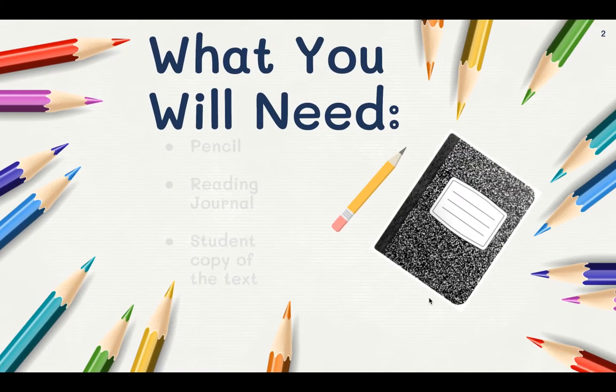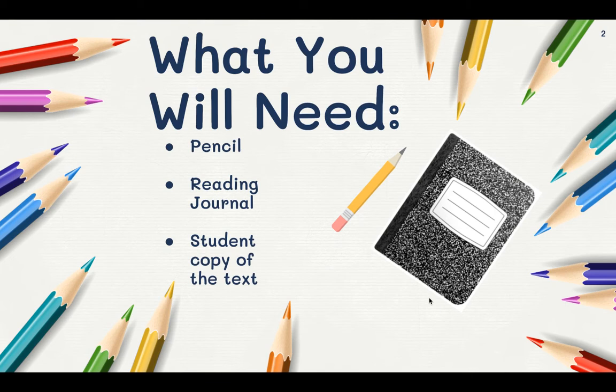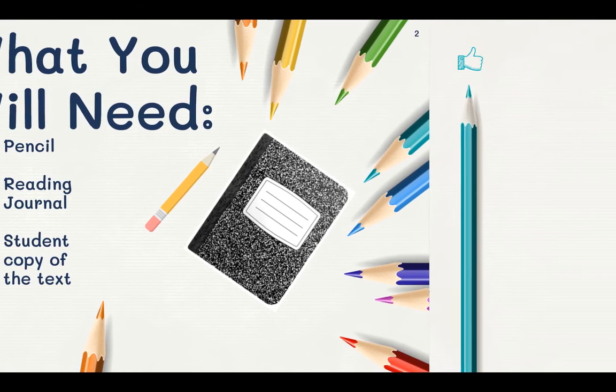The materials you will need for today are your pencil, your reading journal, and a student copy of the text. The text is titled The Elephant's Keeper, and it is linked into the framework as well as Google Classroom for today. If you don't have these supplies, go ahead and collect them now and then come back to press play. All right, now that you're back, let's move on to our objectives.